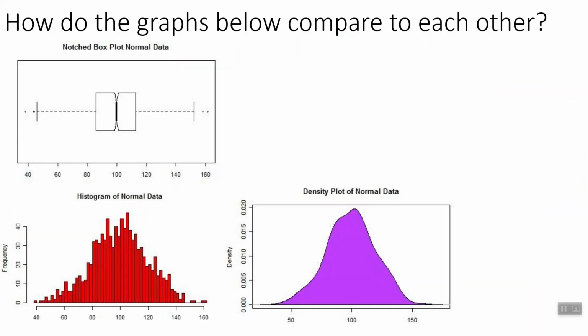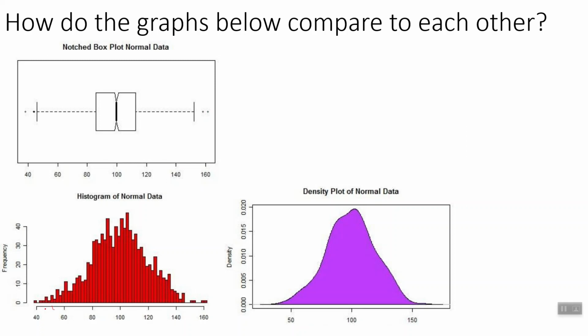All right, so how do the graphs below compare to each other? So we've got the box plot here. This is called notched. They put a little notch where the median is. It's not really anything different. Instead of just a straight line up and down, they make a little notch. It looks like it's got a couple outliers on the ends there.